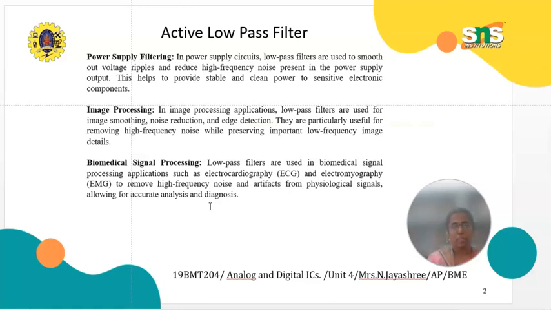Next one is image processing. In image processing applications, low pass filters are used for image smoothing, noise reduction, and edge detection. They are particularly useful for removing high frequency noise while preserving important low frequency image details. At last, biomedical signal processing.